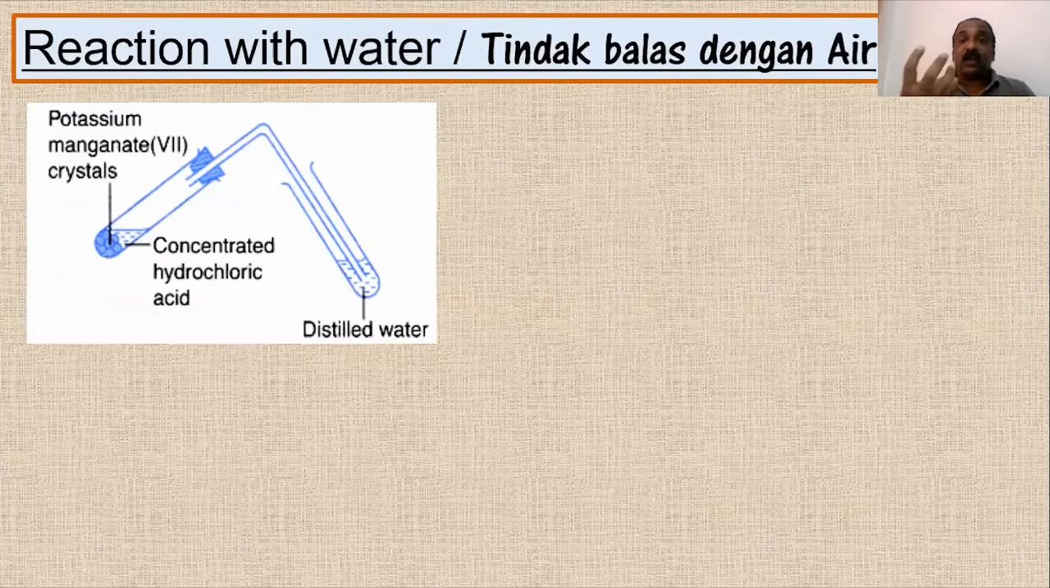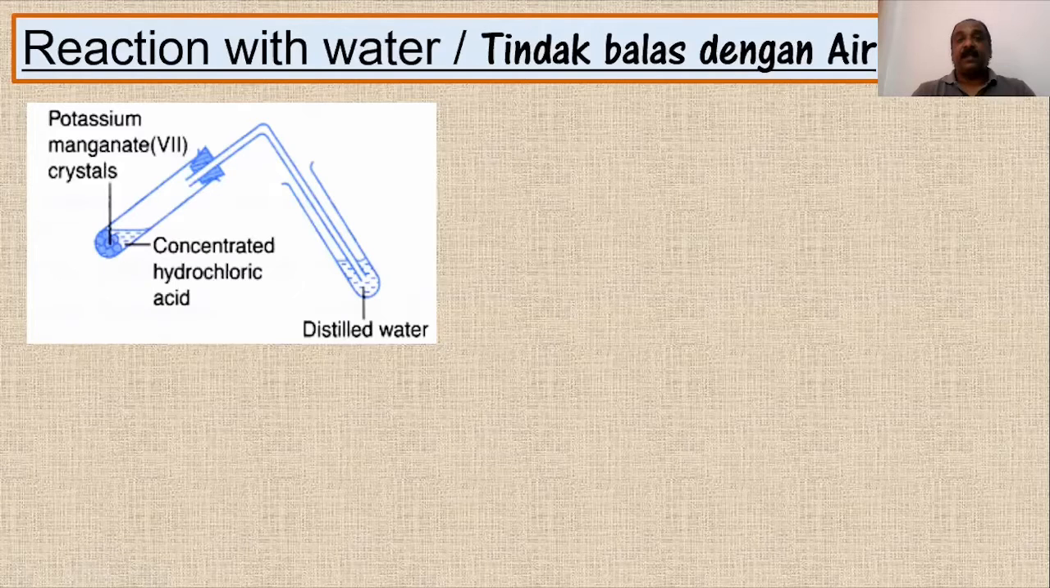You can produce chlorine gas by reaction between concentrated hydrochloric acid dengan potassium manganate 7. Alright, when you put potassium manganate 7 into concentrated hydrochloric acid, they will liberate, akan membebaskan gas chlorine. Gas chlorine itu will bubble out in a distilled water. That means distilled water ada air. So kita gelembungkan di dalam distilled water, air suling. That means they are reacting. Ini kalau gas. So apakah bahan kimia yang digunakan untuk menghasilkan gas chlorine? Penting.